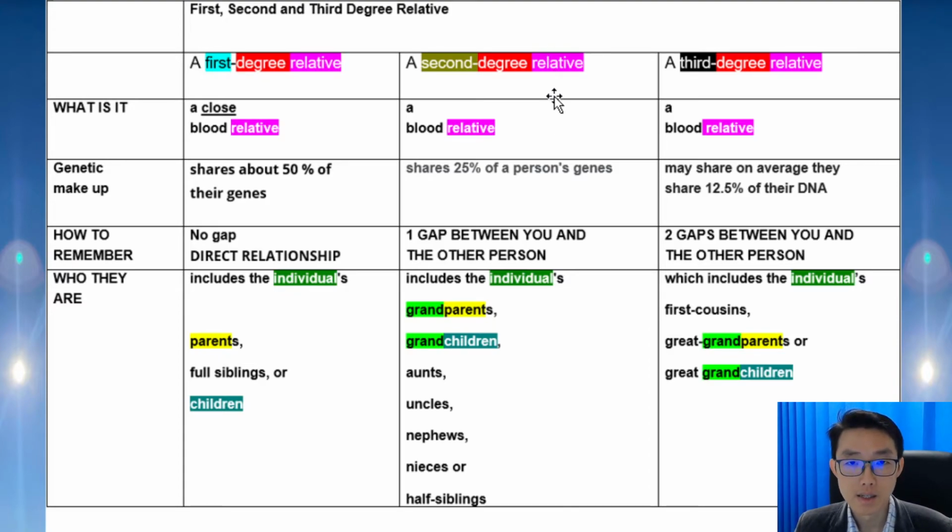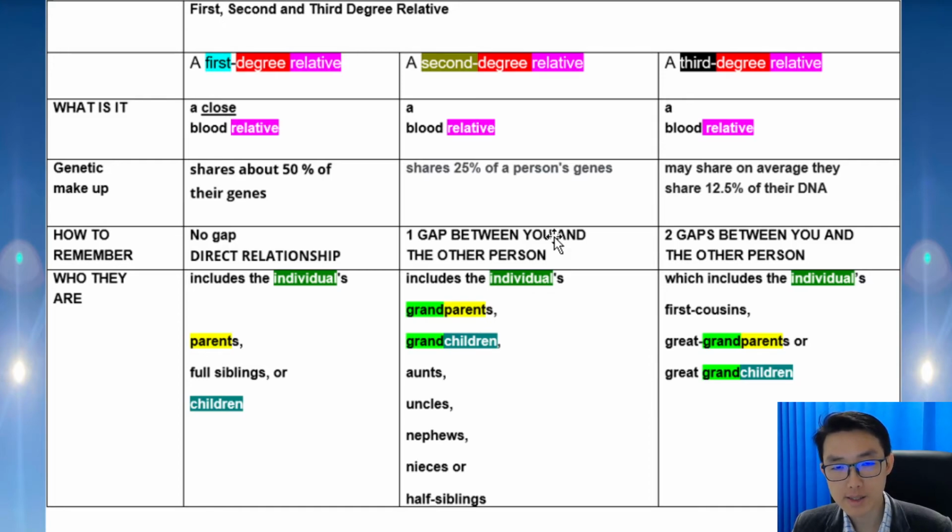And finally, we have the third degree relative, who is also a blood relative, but on average only shares about 12.5% of a person's DNA. In this situation, there are two gaps between you and the other person. Examples would include your first cousins, your great-grandparents, or your great-grandchildren. In the case of your first cousin, there are two gaps between you and your first cousin.